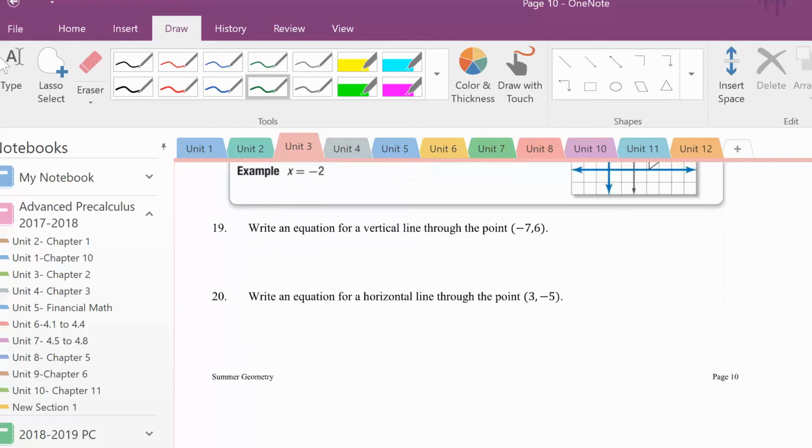So for example, if I say it's a vertical line passing through the point (-7, 6), I look at the x-coordinate, and any vertical line is x equals whatever that x-coordinate is, -7. If it's a horizontal line and it passes through (3, -5), horizontal means y equals, and I look at the y-coordinate, and it's -5.